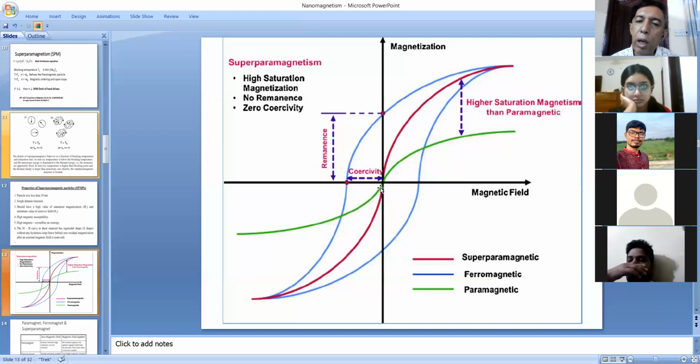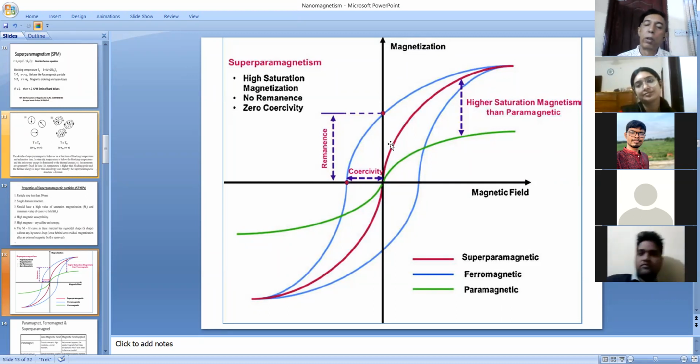You see, this red one is for a superparamagnetic substance. Superparamagnetic substance means it goes here, here, here, and saturation comes. And if you demagnetize it, you will not get any remanence or coercivity here. You will get an S-type curve, which is called a sigmoidal curve.